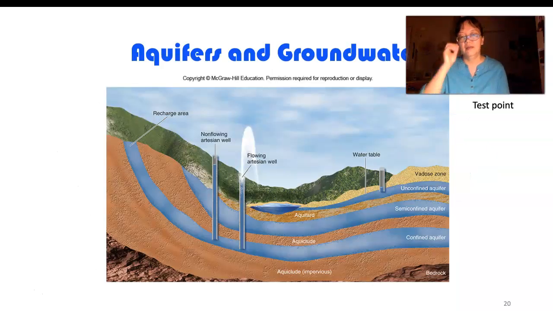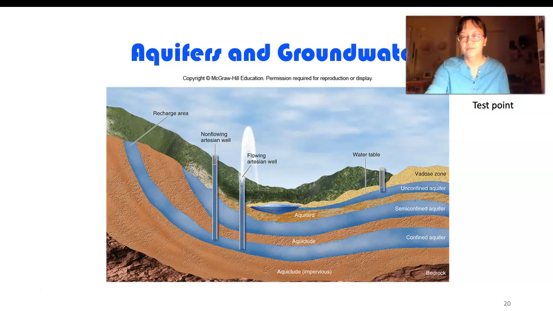If we look at this picture, that will help you to understand what an unconfined aquifer is. We have this vadose zone here and the water table. This is under atmospheric pressure. And an unconfined aquifer gets charged by rainwater and the surface water. It's called unconfined aquifer. That means both sides of the aquifer are permeable.